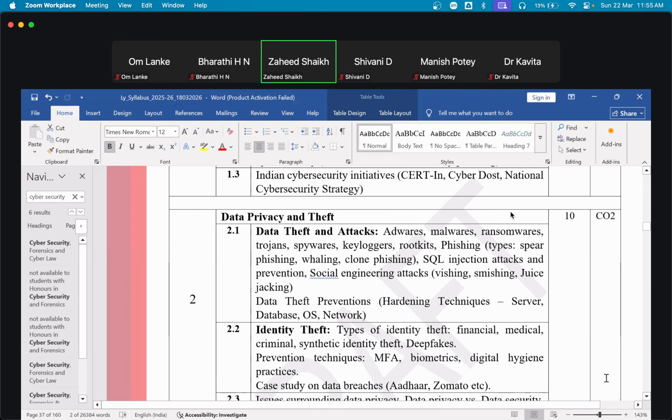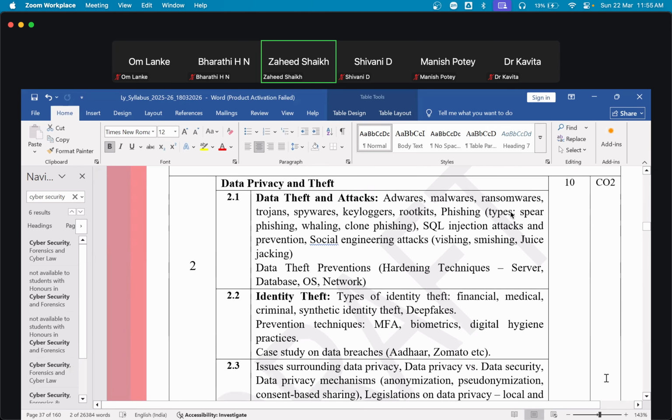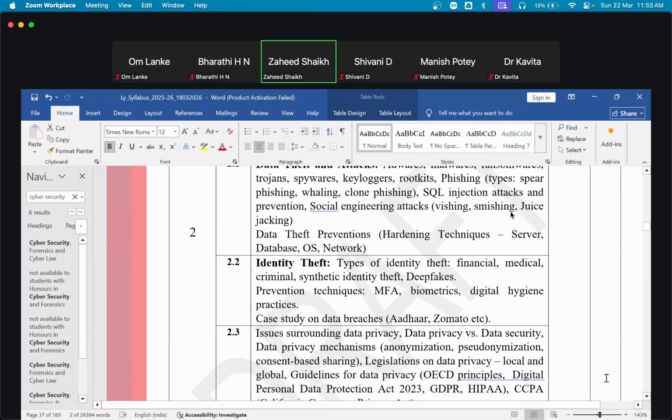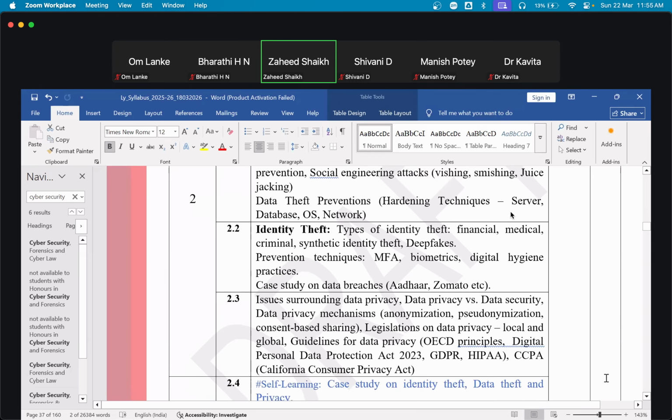Moving to module number two, it talks about data privacy and data theft, very much relevant in today's world with the advent of AI, ML, and other aspects. There are a lot of attacks across the platforms, such as keyloggers, adware, spyware, SQL injections, social engineering, phishing, etc. So this module talks about these different types of attacks, how data theft takes place through them, and how your devices and systems get compromised.